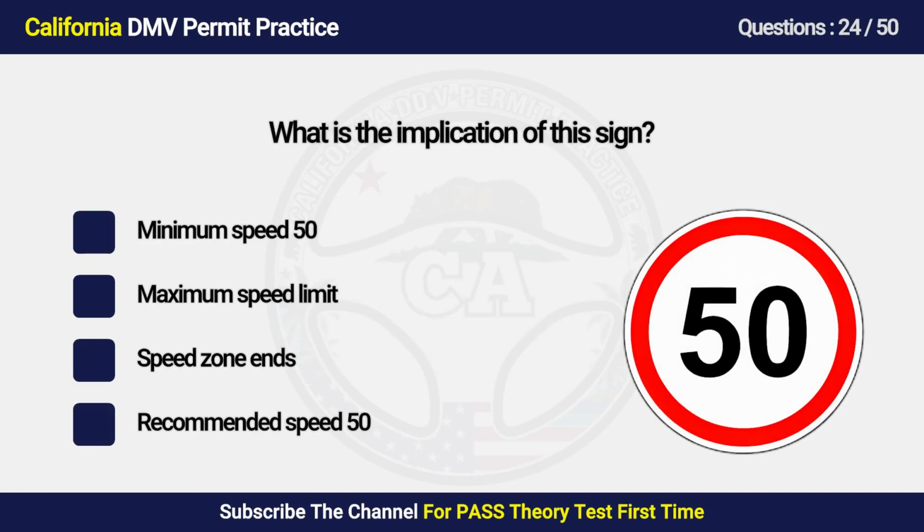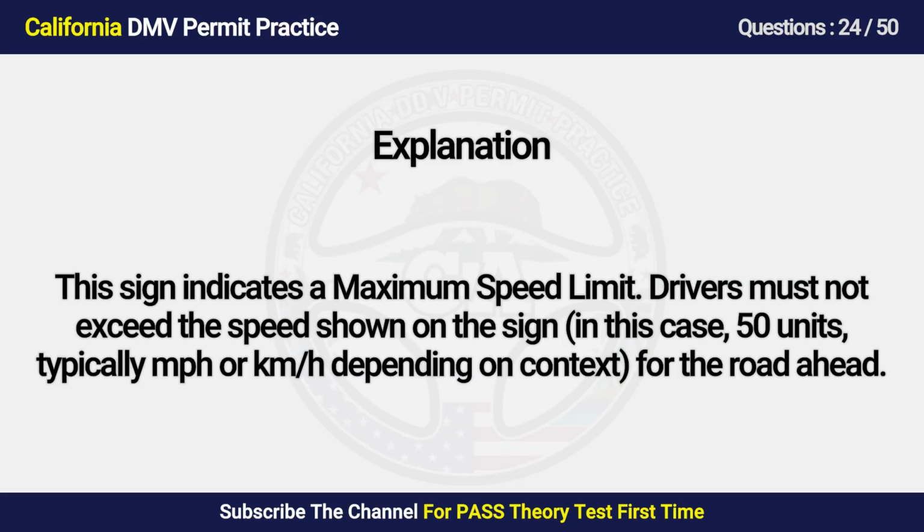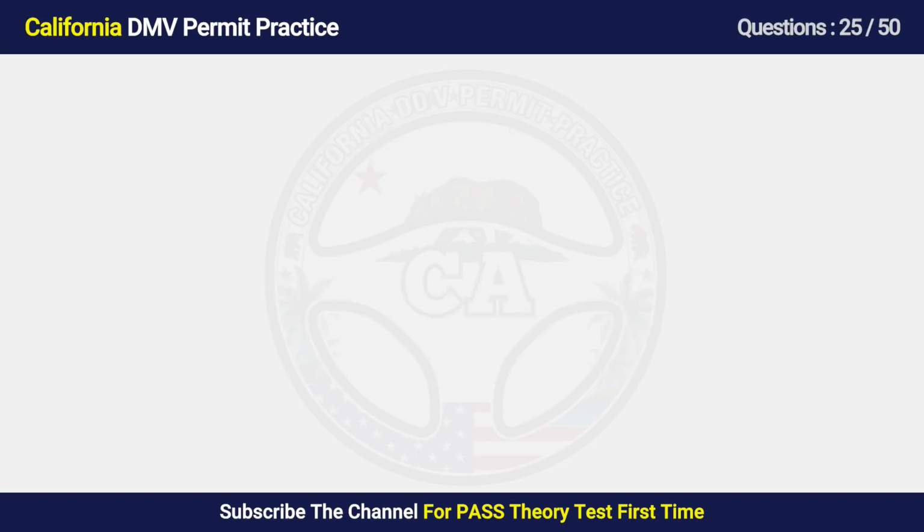Question 24. What is the implication of this sign? A. Minimum speed 50. B. Maximum speed limit. C. Speed zone ends. D. Recommended speed 50. Answer is B. Maximum speed limit. This sign indicates a maximum speed limit. Drivers must not exceed the speed shown on the sign, in this case 50 units, typically, or depending on context for the road ahead.